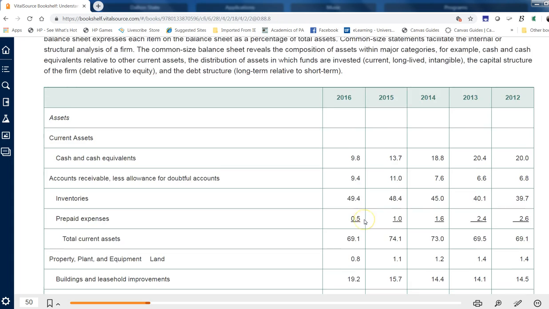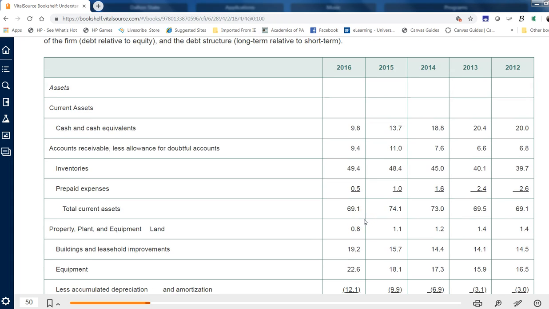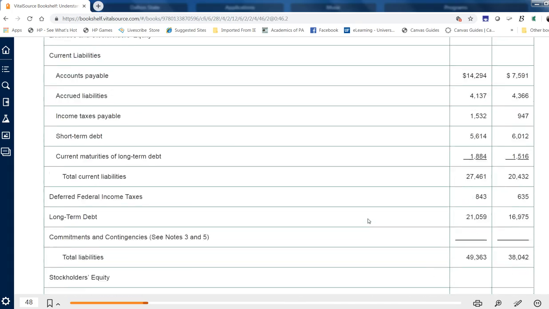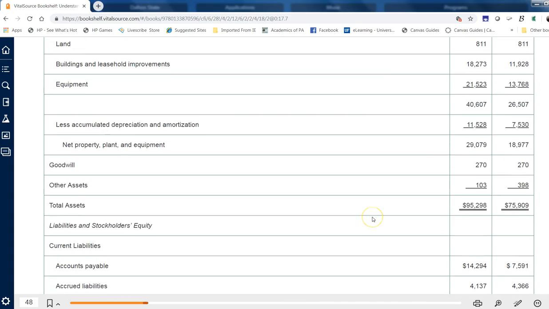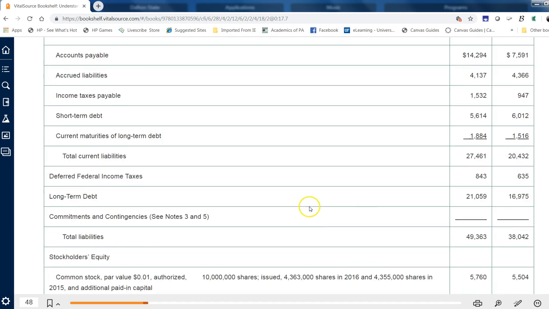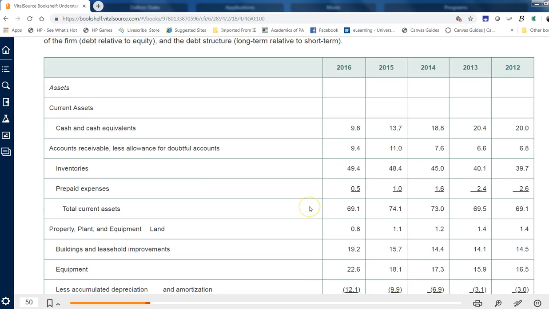Again, why is this important? Well, why do we want to have a common size statement? It's because we can compare different firms of different sizes. So we come up here and we see, okay, this company has $95,298,000 of total assets. How would we compare that to a firm that has half those assets and half those liabilities? Hard to compare in real dollar terms. But what we can do is compare them based on percentages. This kind of tells us a little bit about their operations.